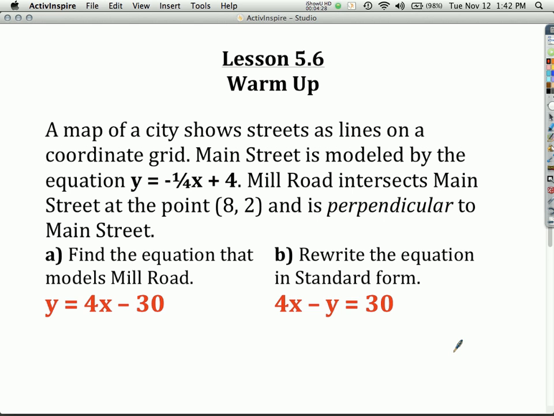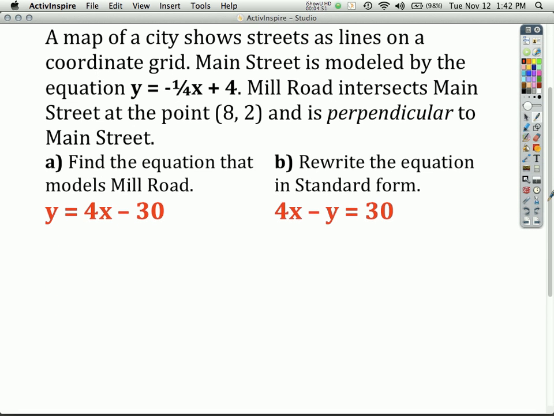Go ahead, Michaela. 1x for part B. Did you get part A correct? Okay. So from part A, how do we get to part B?